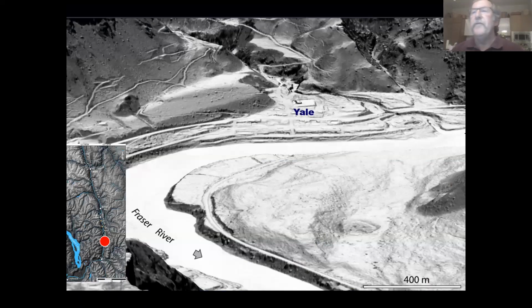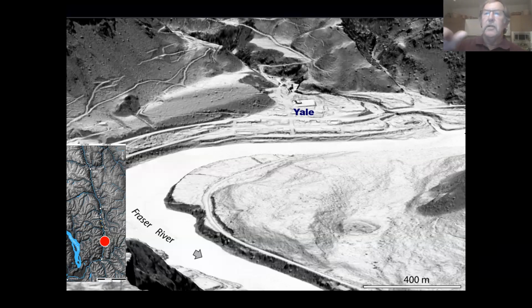And then way farther south, so now we're probably pretty close to 200 kilometers from where the ice dam failed, down near Yale, which was the head of navigation for the Cariboo gold rush, where the Fraser River becomes so canyonized that they couldn't safely have boats reach farther up the river than Yale.